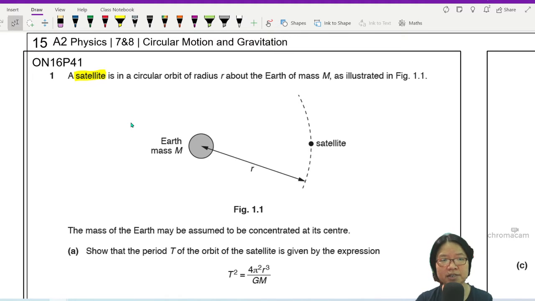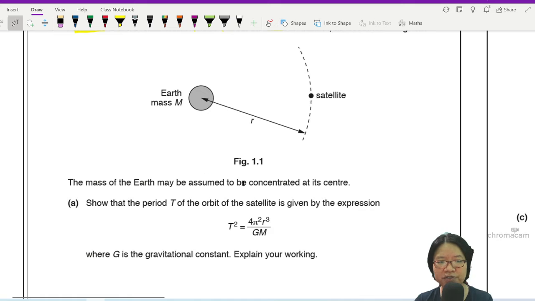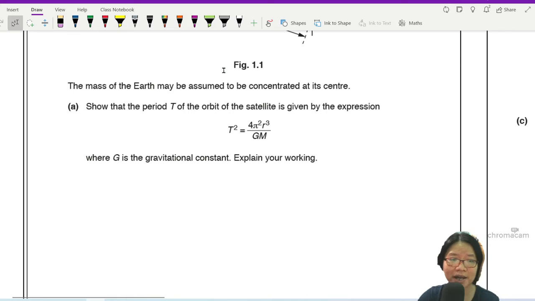So when you have a satellite in circular orbit of radius r about the Earth of mass M, the mass of the Earth may be assumed to concentrate at the center. If it's not concentrated at the center, then you cannot use Newton's law of gravitation. Then it's a different story already. But today, and for this syllabus, we're going to stick to that. So I'm going to call the mass of the Earth capital M, and the mass of the satellite lowercase m. It says here, show that the period of the orbit of the satellite is given by this expression.